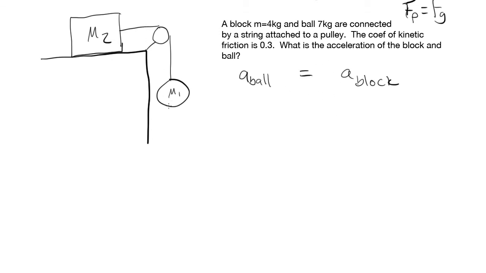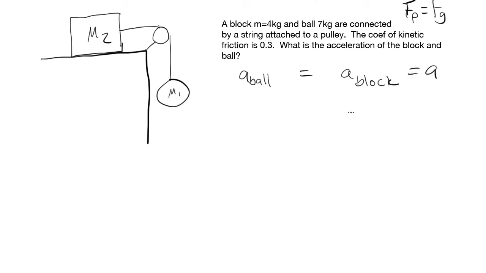They're attached by a string. So if this one starts to go down, this one's just going to get tugged along at the same rate. Now, of course, this guy is accelerating downwards, and this guy's accelerating to the right. So the directions aren't the same, but the magnitudes are the same. That's what I've written here. So I'm just going to call these accelerations A.